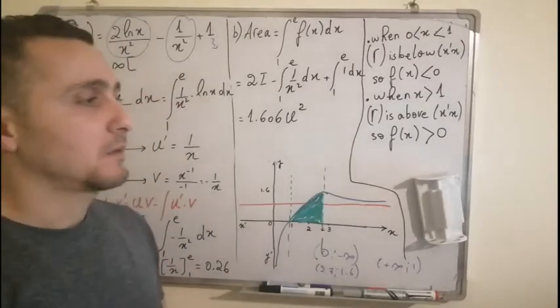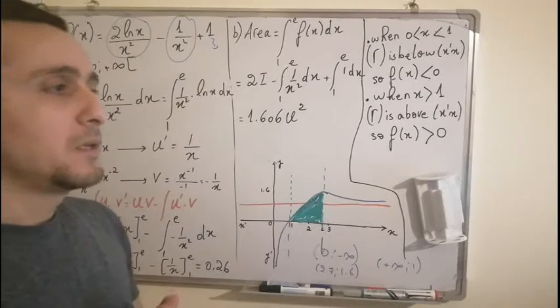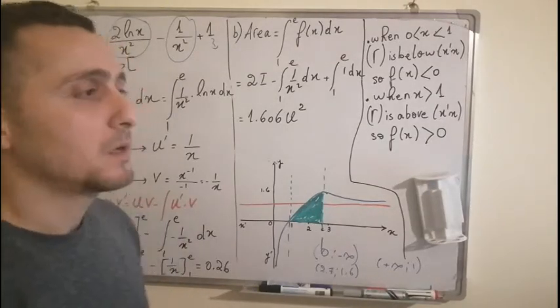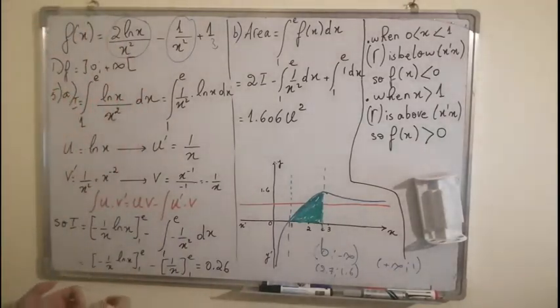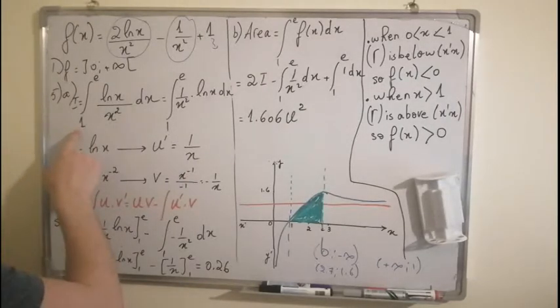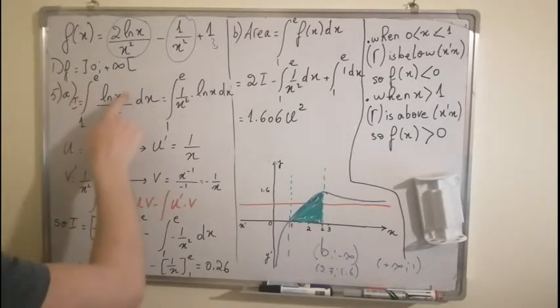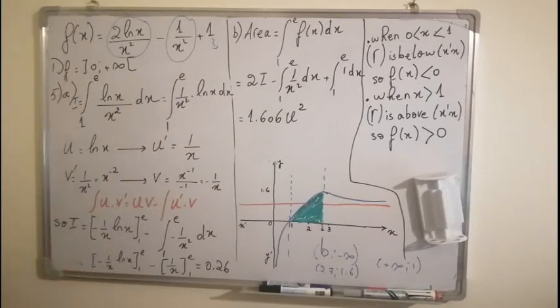5a, by using an integration by parts, calculate the integral from 1 to e of ln x over x².